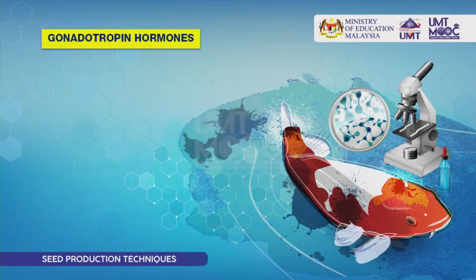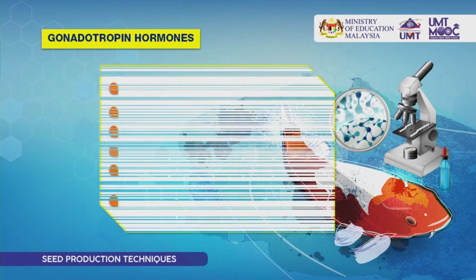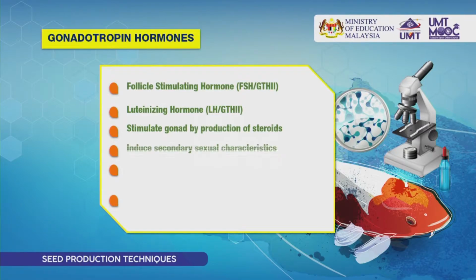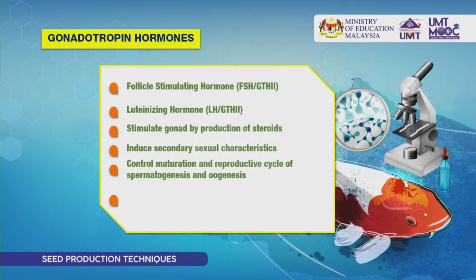The gonadotropin hormones consist of follicle-stimulating hormone or gonadotropin hormone 1 and luteinizing hormone or gonadotropin hormone 2. They stimulate the gonad by production of steroid hormone and induce secondary sexual characteristics. They control maturation and the reproductive cycle of spermatogenesis and oogenesis. The gonadotropin hormone excretion is controlled by environmental factors and genetics.